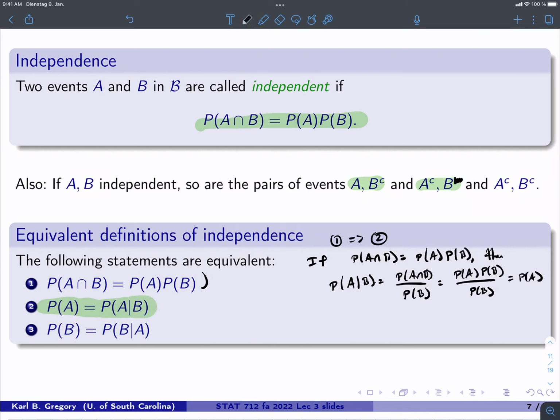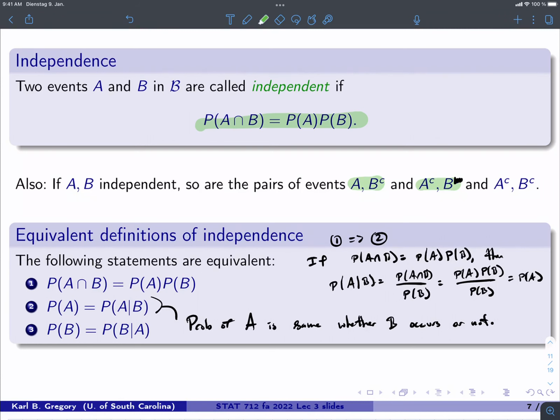What does this mean? It means that the probability of A is the same whether B happens or not. So the probability of A is the same whether B occurs or not. That's what this means, because the conditional probability of A given B is the same as just the probability of A. And also the probability of B is the same as probability of B given A. So the occurrence of one event does not affect the occurrence of the other. That's what we mean by independence.